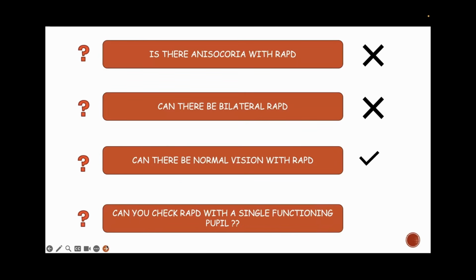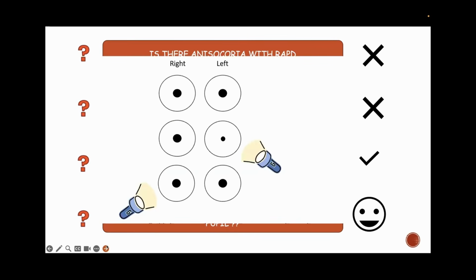The last question that comes is, what if one of my pupils is damaged? Maybe there's been a case of uveitis, maybe there is a case of traumatic optic neuropathy, maybe there is a sphincter damage in that eye, the corneal edema is there. So can I check for RAPD when there is only one single functioning pupil? Can I check both the nerves with just one eye functional? So then the answer to that is yes. So this is the process how we go about it.